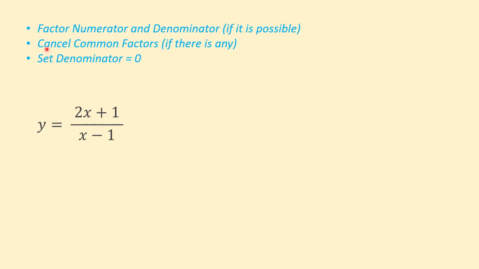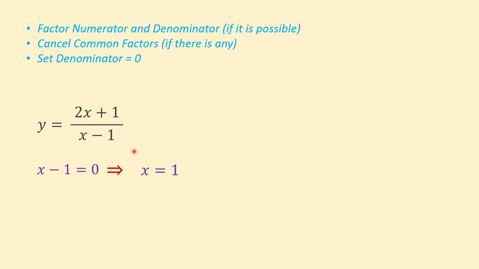Cancel any common factor from the numerator and denominator. In this simple example, there is nothing to be cancelled from the numerator and denominator. So we jump to the next step. Set the denominator equal to 0. If we set the denominator equal to 0, from this equation we have x equals 1. So x equals 1 is the vertical asymptote of this rational function, and we don't need to do anything else.